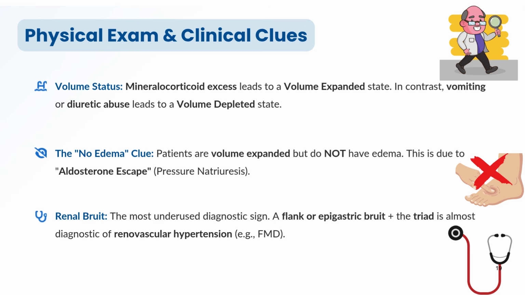And third one, the renal bruit. This might be the most underused diagnostic sign in all of nephrology. If you hear a flank or gastric bruit, especially in young patients with this triad, that's almost diagnostic of renovascular hypertension, including fibromuscular dysplasia. A 2-second listen with a stethoscope can give you a clue that no blood test will. These clinical clues may seem small, but together they act like signposts that guide you toward the right branch of the diagnostic algorithm long before the imaging comes back.